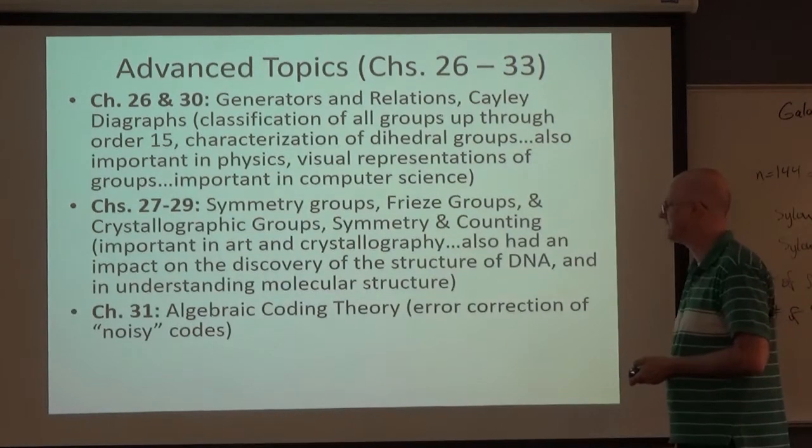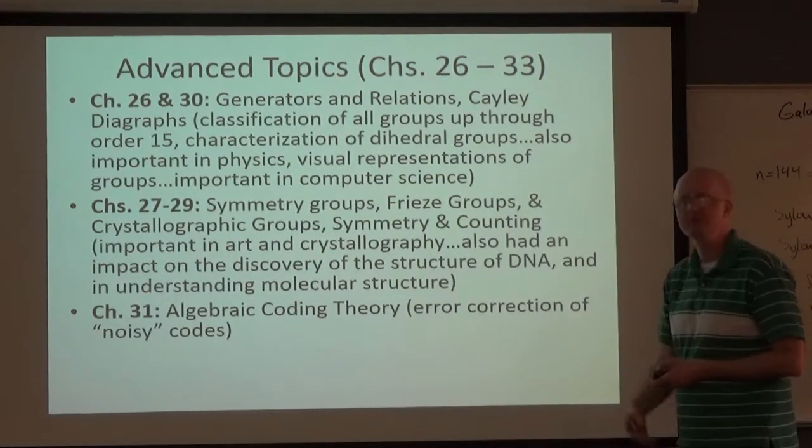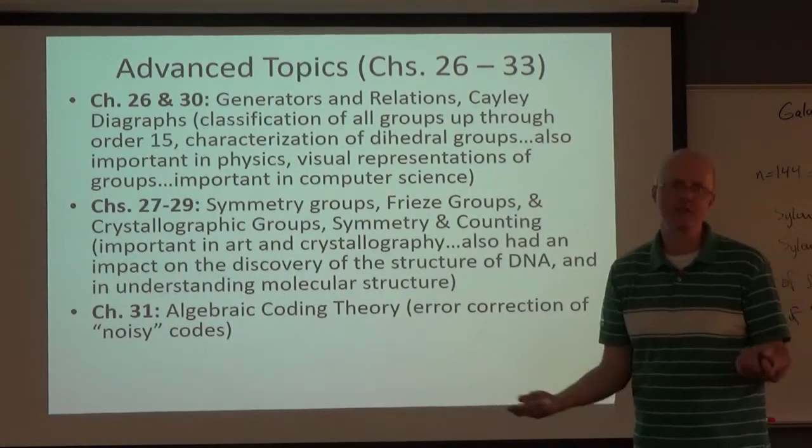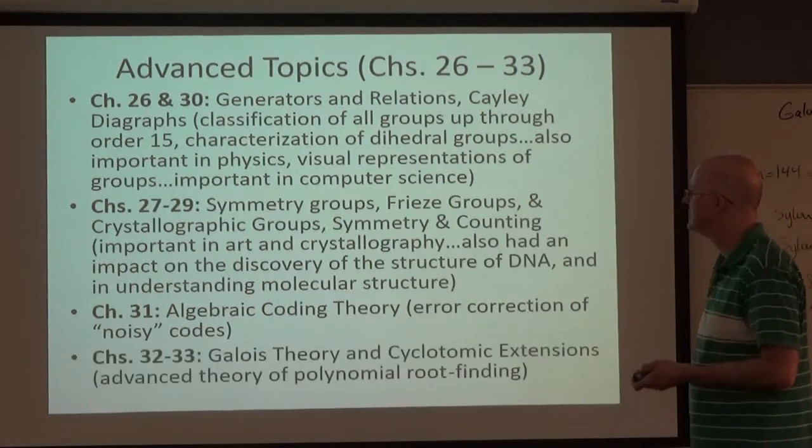Chapter 31 is about algebraic coding theory, correcting errors in noisy code transmission, so it's about signal processing, sending messages, and correcting any errors.